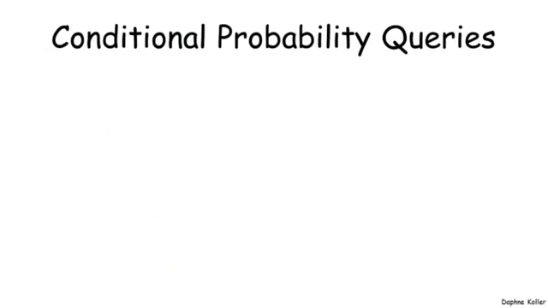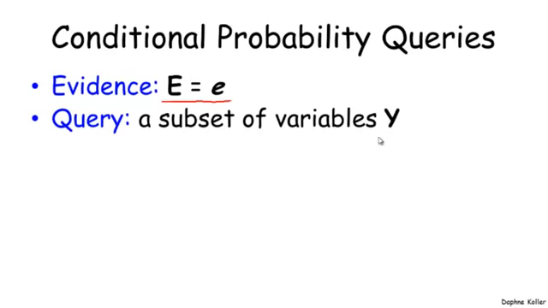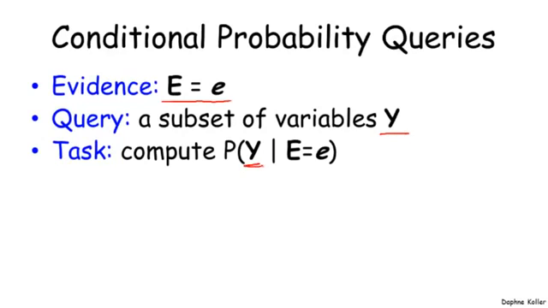In a conditional probability query, we have some set of observations, little e, about a set of variables, big E. These are the variables that we happen to observe. We also have a particular query that we care about, which we are going to denote as a set of variables Y. So our goal here is to compute the conditional probability of the variables Y given the evidence E equals little e.